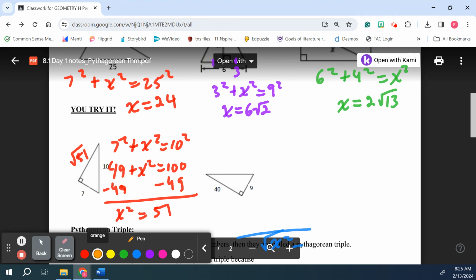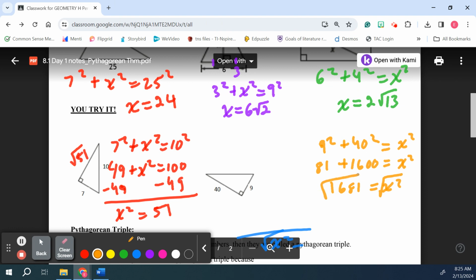All right, so we're going to have 9 squared plus 40 squared equals x squared. This leaves you with 81 plus 1,600 equals x squared. So I get 1681. I take the square root of each. Guess what? It's a perfect square. X equals 41. So here's a tip: put it in your calculator first. If you get a decimal, then you know you might have to break it down. If you don't, you're done. It's a perfect square. Okay? Questions on that?